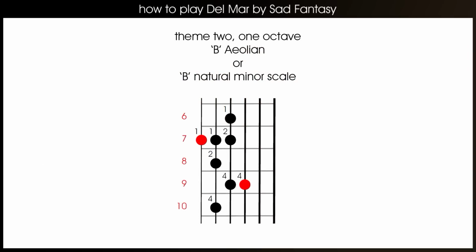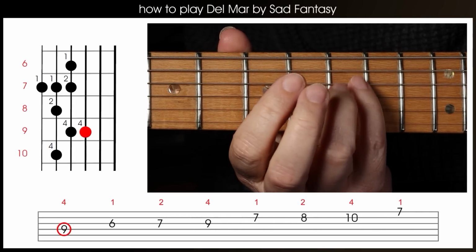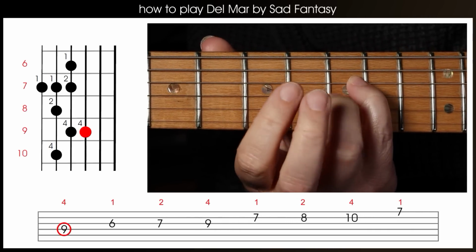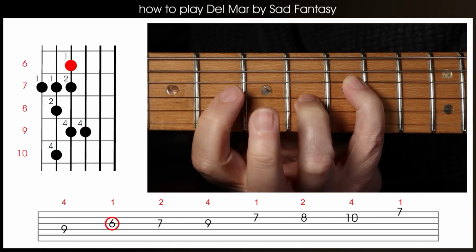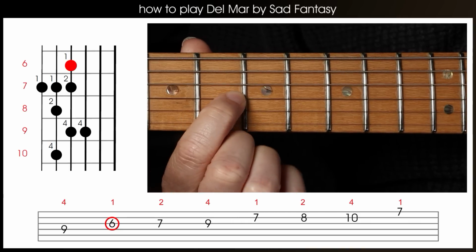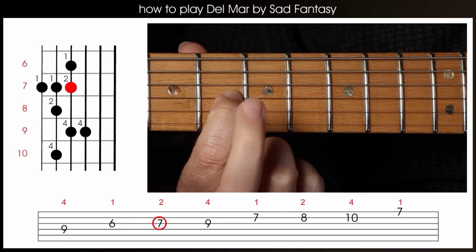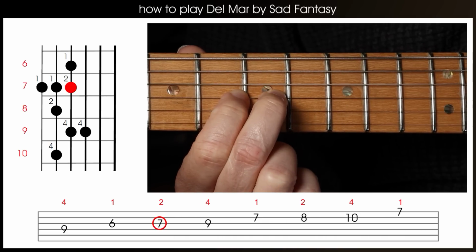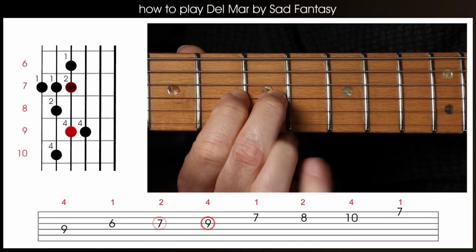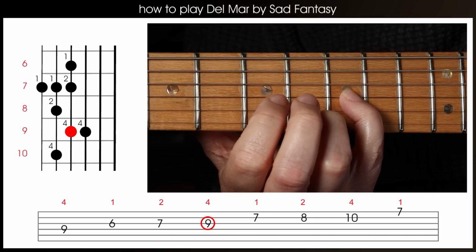Here's how to play the B Aeolian scale slowly. Firstly, we place the 4th finger on the 9th fret of the D string and play that. Then we place the first finger on the 6th fret of the G string and play that. Place the second finger on the 7th fret of the G string and play that. Now place the 4th finger on the 9th fret of the G string and play that.